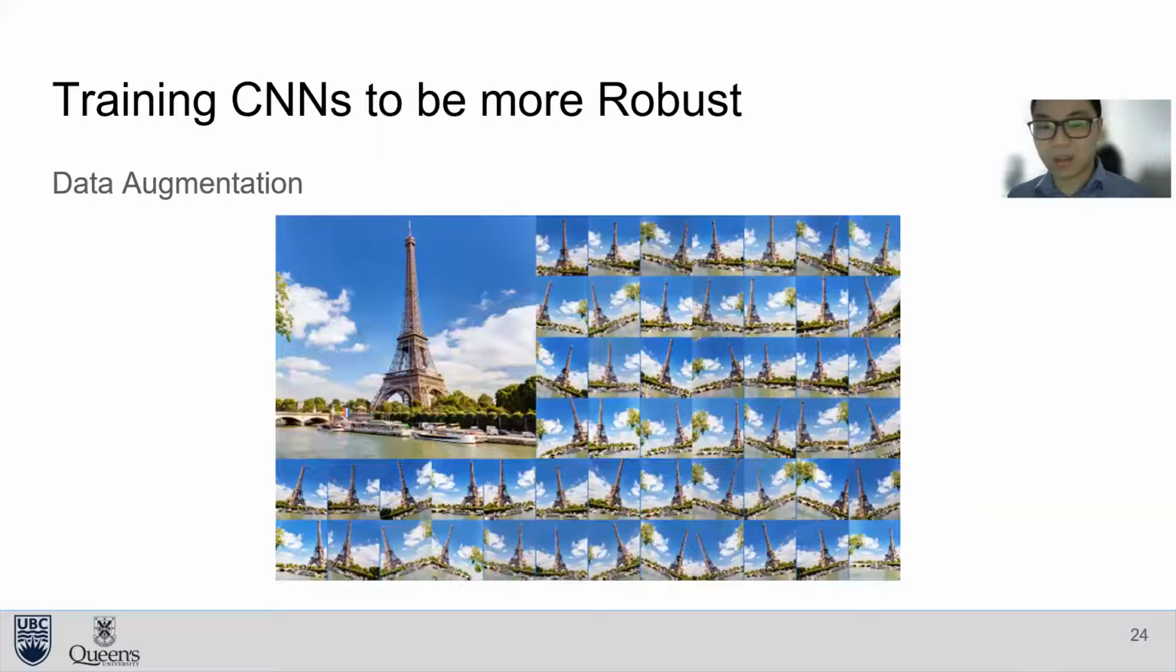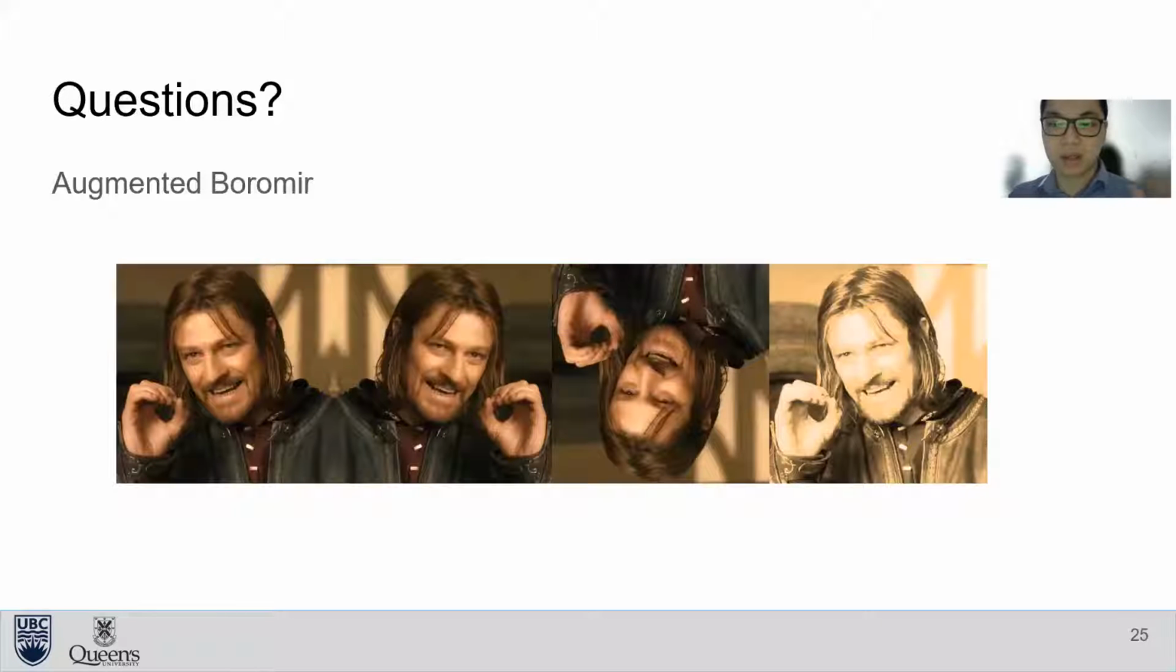This is an example of augmentation where you take the Eiffel Tower, you rotate it a little bit, and then you insert it into your convolutional neural network. So now, any questions at this point before we move on to the programming example?